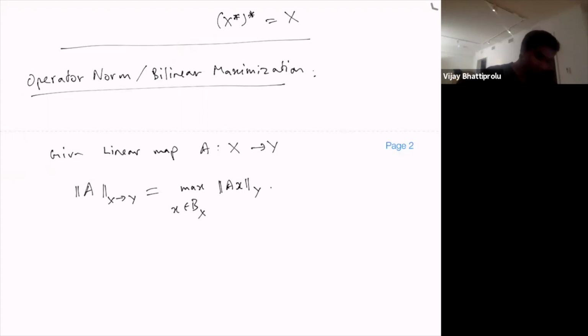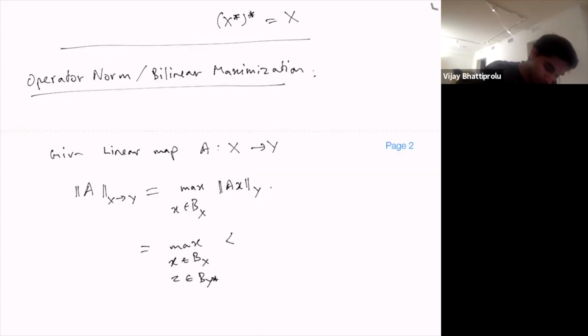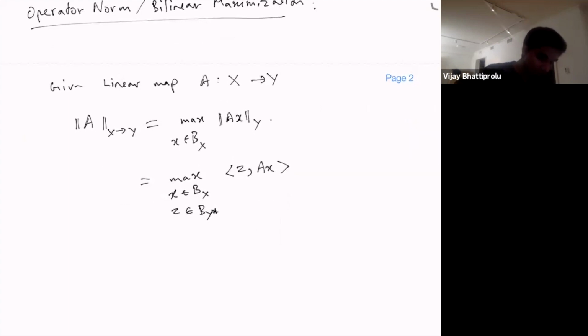Now, simply by the definition of dual norm from the previous slide, this is equal to the maximum over x in B_X and z in B_{Y star} of the inner product of z and Ax. And therefore, we actually see that the operator norm has a bilinear maximization formulation.